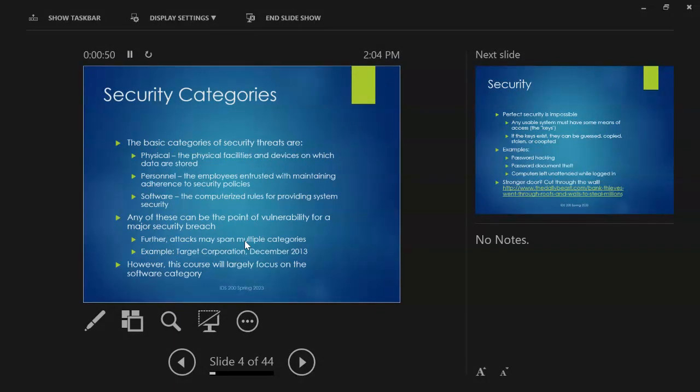Now, the basic categories of security threats: physical, personnel, and software. This is an IDS class, so of course we're going to focus mostly on software, but recognize that security is bigger than just making sure you have antivirus software installed.